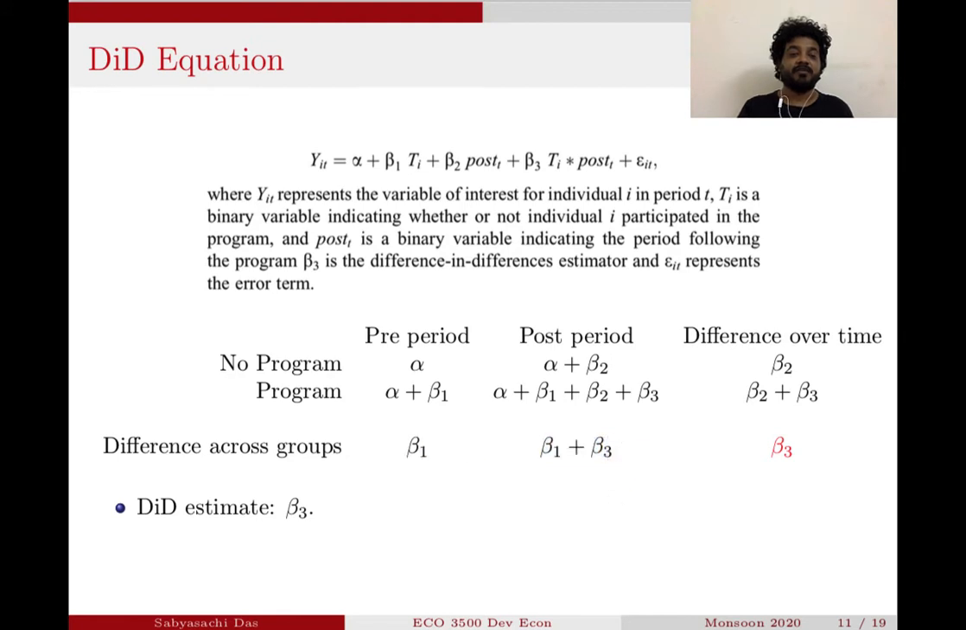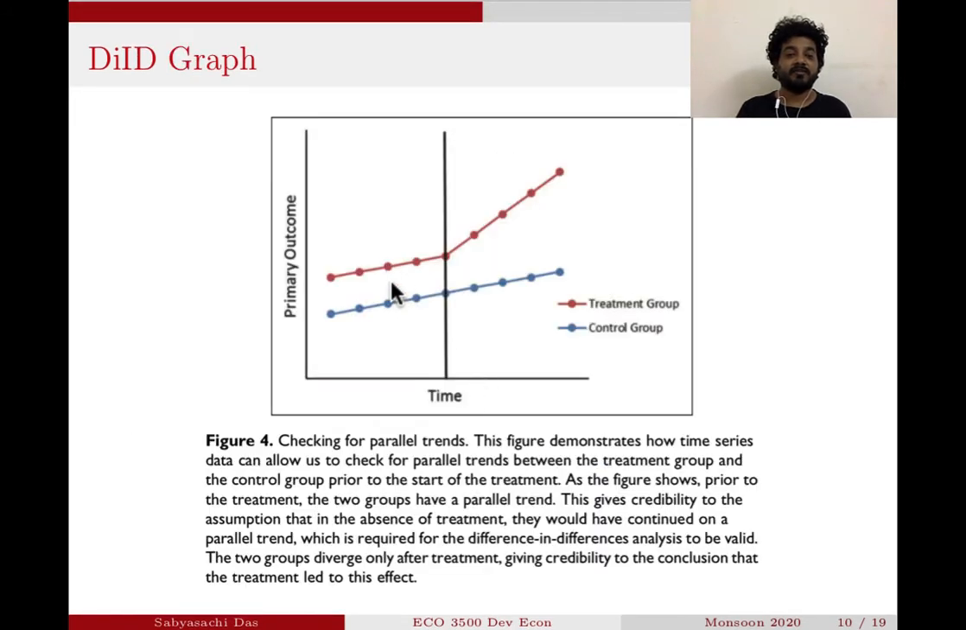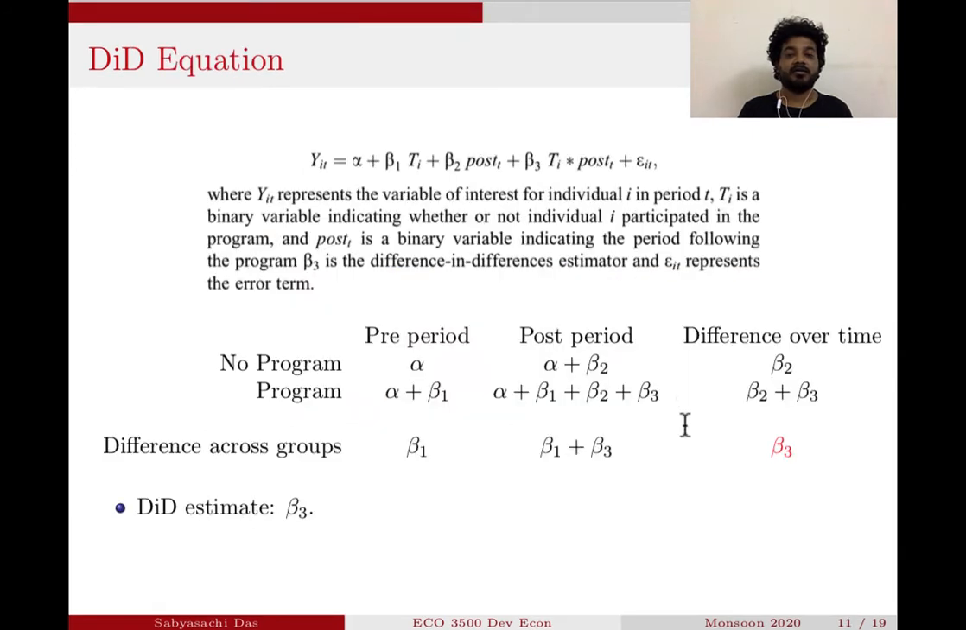So the difference between pre and post, the difference between the red and blue here and the red and blue here, is beta 3. So it's the same thing. You can analyze it in both ways. So then that gives you the difference in difference estimate. Okay.